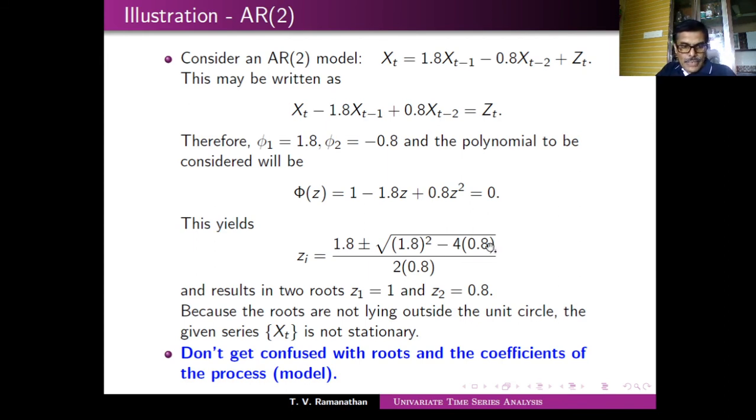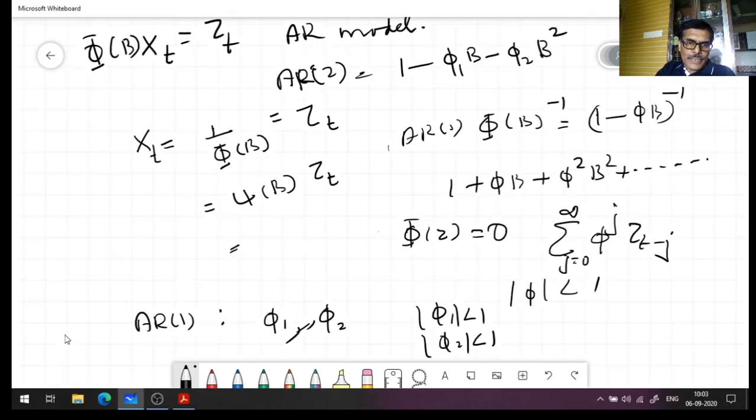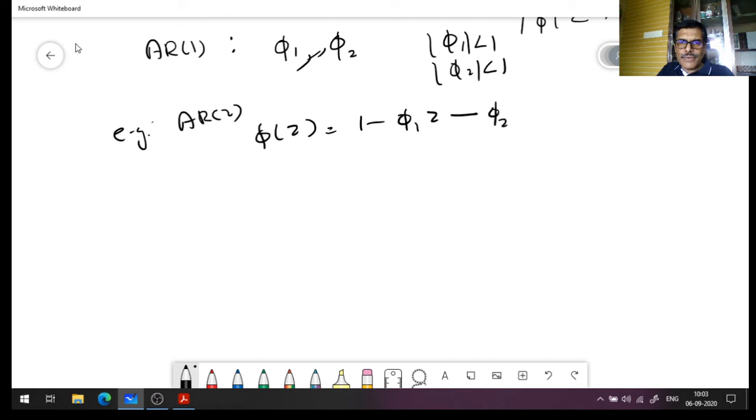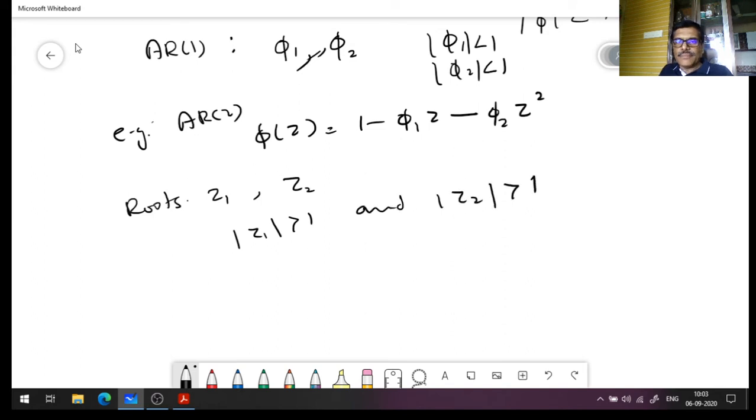So it is something like this. I'll just show you. So when you have this process, you need to compute. So if you have, say for example, in the case of AR2, the polynomial that we consider is 1 minus phi1 z minus phi2 z square. And then we try to find z1 and z2 roots. And then we find whether this is satisfied. Both should lie outside the unit circle. So now in the process, this could be a complex number.